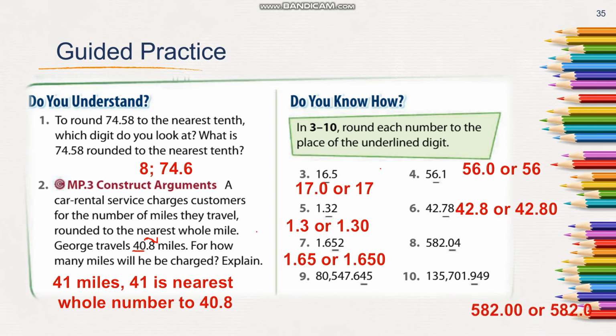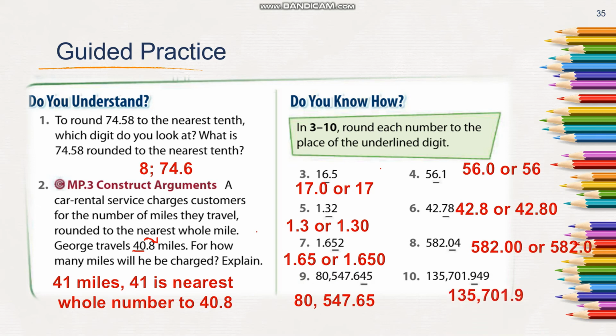Number 7, 1 and 65 hundredths or 1 and 650 thousandths. Number 8, 582.00 or 582 or 582.0. Number 9, we have 80,547 and 65 hundredths. Number 10, we have 135,701 and 9 tenths. So always remember the rule. The underlined digit, you need to find out the digit that you are rounding, then look next door.